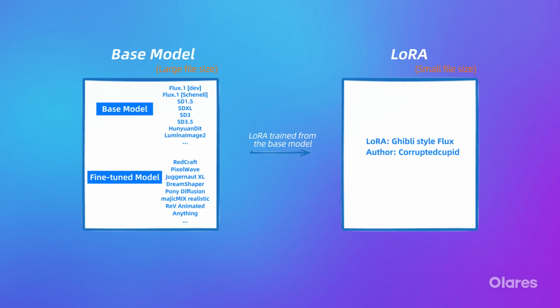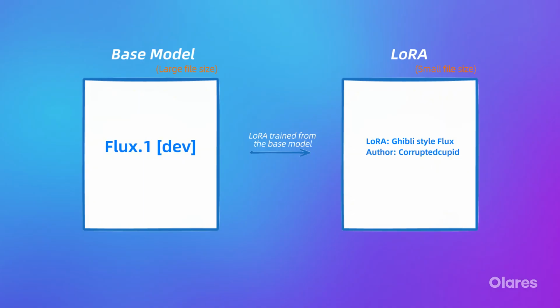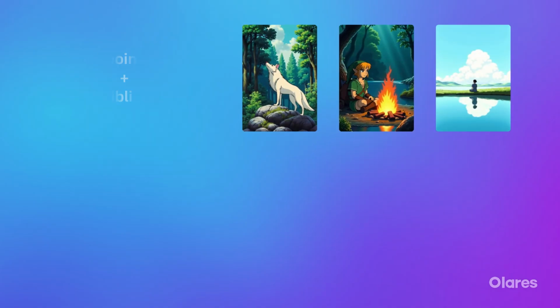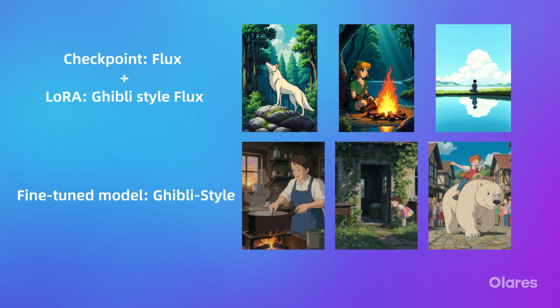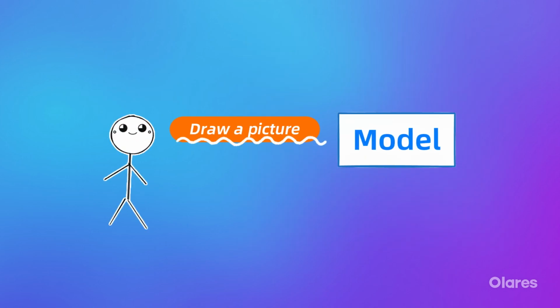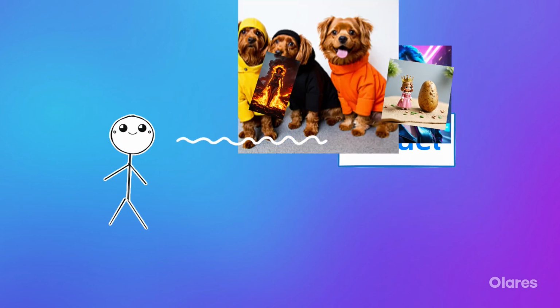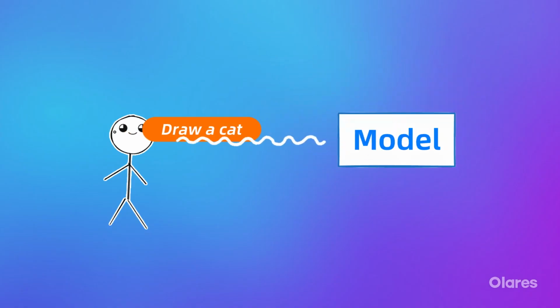For example, a 36.6 MB Ghibli-style LoRA, when used with a Flux-based model, can easily match the results of the much larger 11.08 GB fine-tuned Ghibli-style model. When generating images, if you simply let the model act freely, it's unlikely to meet your objectives. You need to input prompts to tell the model what you want.